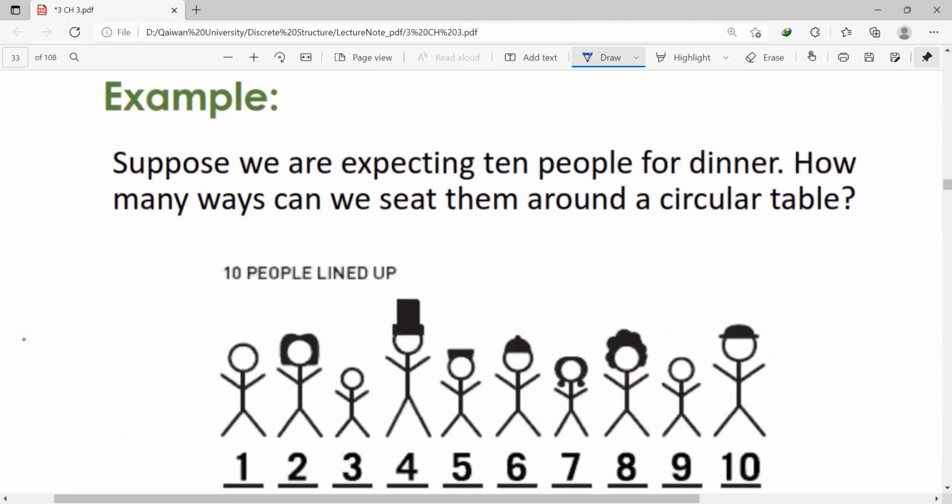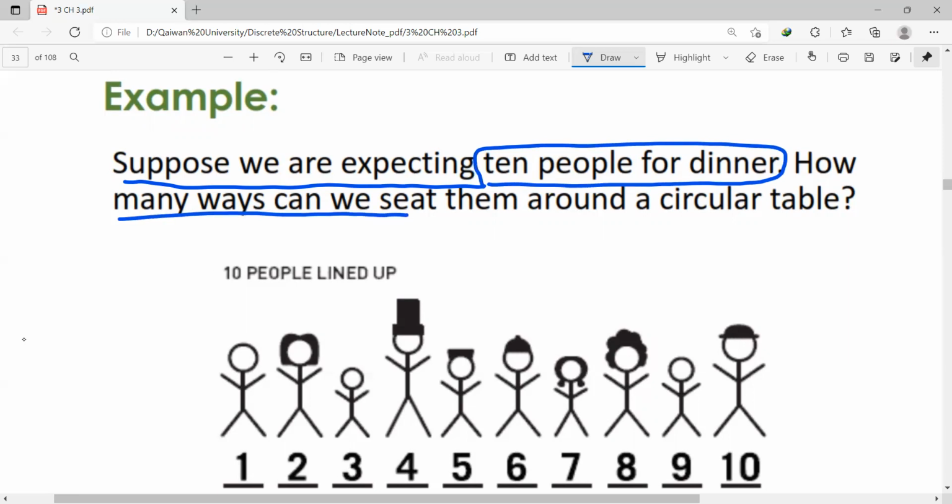Here you have an example. Suppose you are expecting 10 people for dinner. How many ways can we sit them around a circular table? That means here we have a circular table.